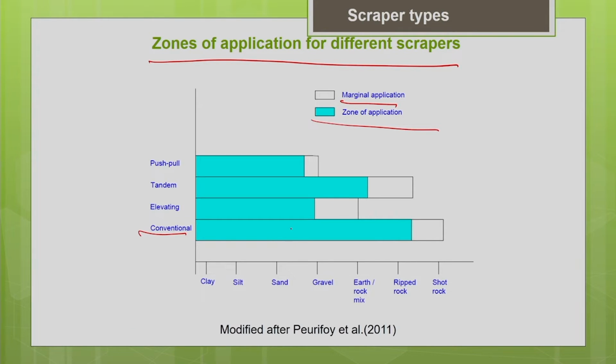Comfortably you can handle maybe up to gravel. Even the push-pull scrapers cannot easily handle rock. When we go for tandem power, which can generate more power, the performance is slightly better when compared to the other two types. But among all types of scrapers, the pusher-loaded scraper shows the best performance with respect to the range of material. It can handle most materials comfortably because of the supplemented loading power obtained with the help of the pusher.